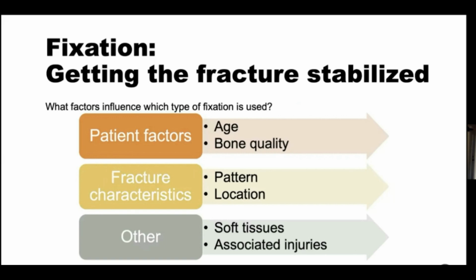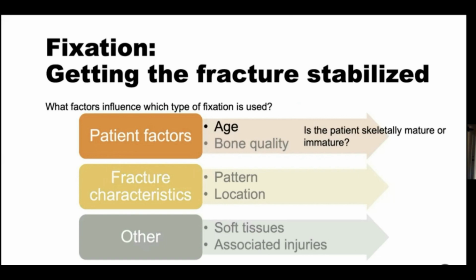And that depends on things like some patient factors, like age, for example. So is the patient skeletally mature or immature? You can understand how stability at a fracture near a growth plate might have different requirements than obtaining stability at a fracture away from the growth plate. A second patient factor is bone quality. Does the patient have a metabolic bone disease or an underlying condition that may cause bone density or their bone quality to go down? And that may require a different kind of stability as well.